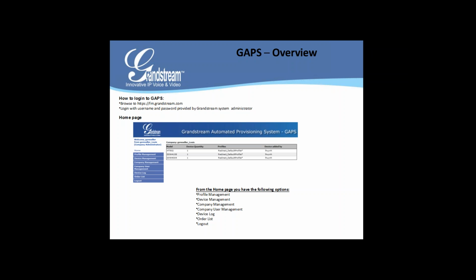You log in at fm.grandstream.com, and from there you have access to your company profile, which means you'll have access to all the MACs of the devices that you purchase, listed under your company profile. Then from there you can assign different provisioning profiles for each MAC depending on what you want it to do. For example, you can have a certain MAC assigned to a certain end user, and that can be assigned a redirection profile.